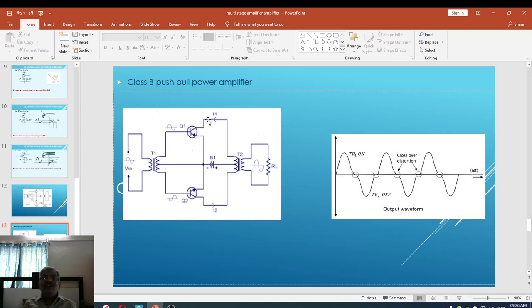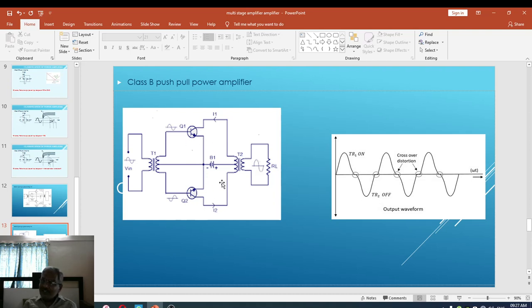As you can see here, when one transistor is off, the other is on. When the other is off, the first one is on. That is, when one is pushing the current, the other one is pulling the current. So that's why it is called a push-pull power amplifier.